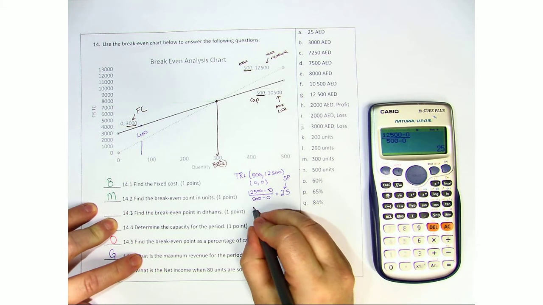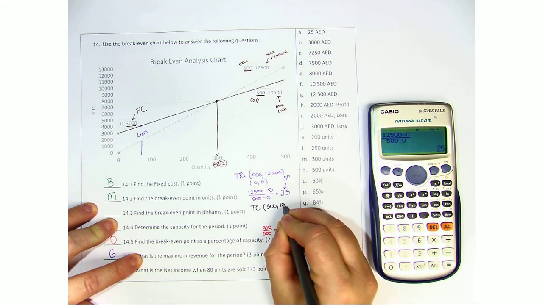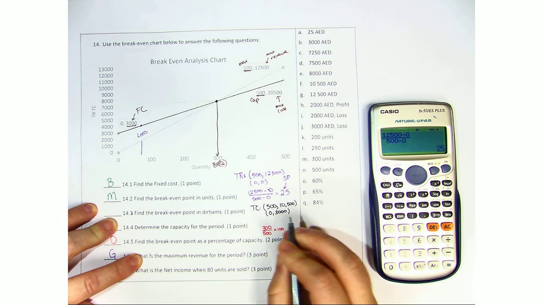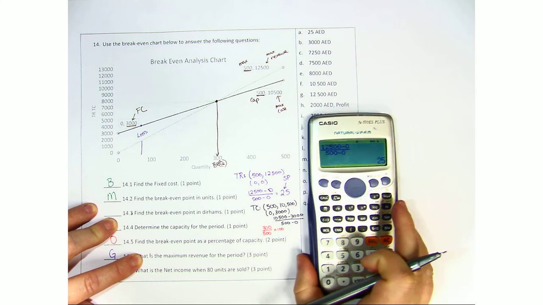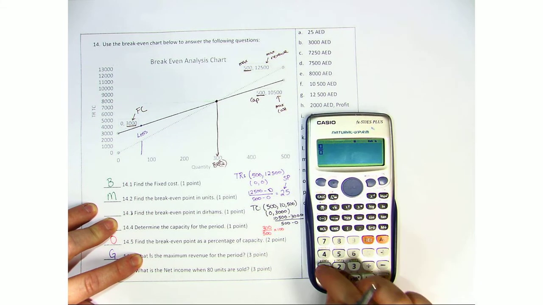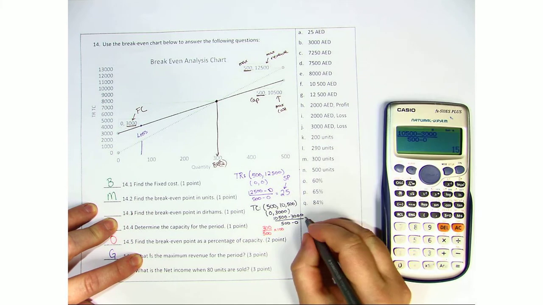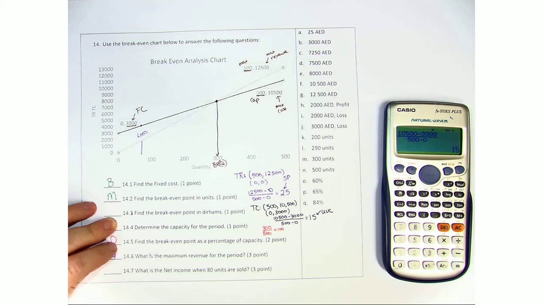Total cost is going to be done roughly in the same way. We've got the point 500 and 10,500, and we've got the point 0, 3,000. So 10,500 minus 3,000 over 500 minus 0. Let's go ahead and put that in. 10,500 minus 3,000 over 500 minus 0. And we get that our unit variable cost is 15. Okay, so we've got our selling price and our unit variable cost.